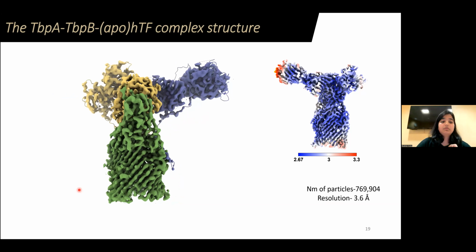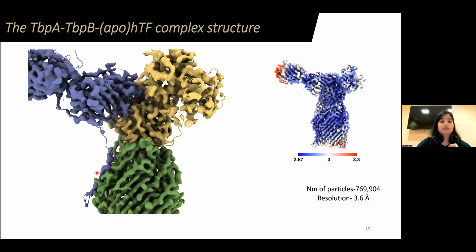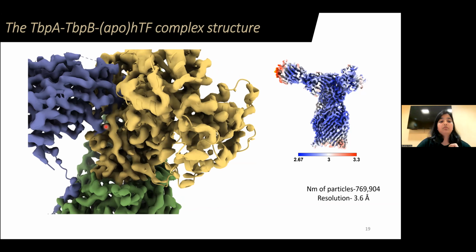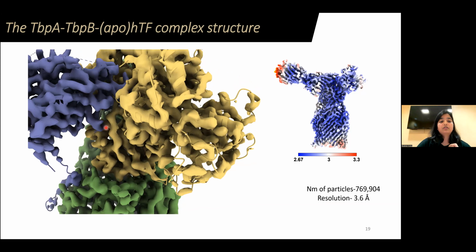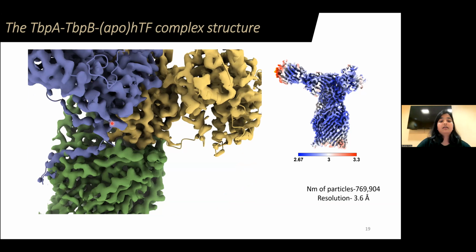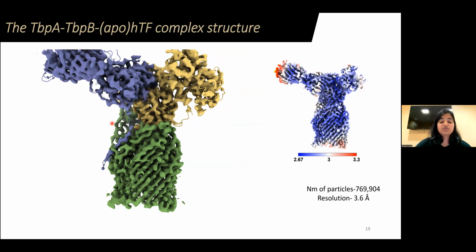You can see that TbpB makes a long interaction here with TbpA. There are some interactions between TbpB and transferrin. You can see TbpB goes all the way in the transferrin to do something. We will discuss that later. And then after solving this map, we fitted all the models into our structure.